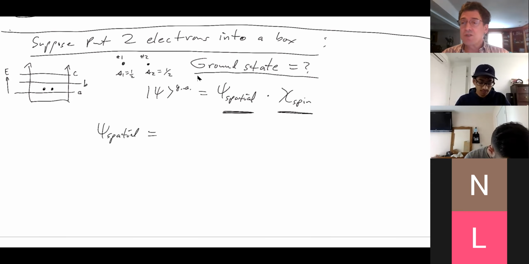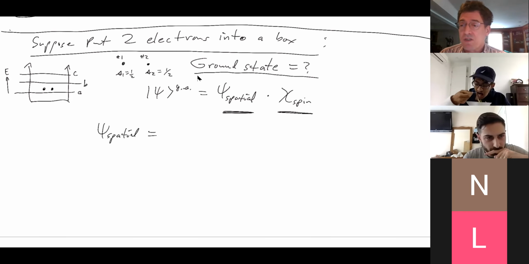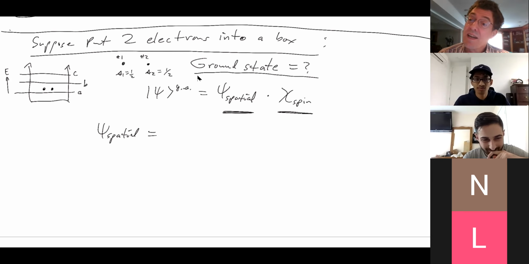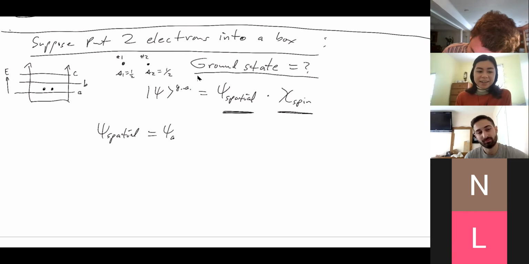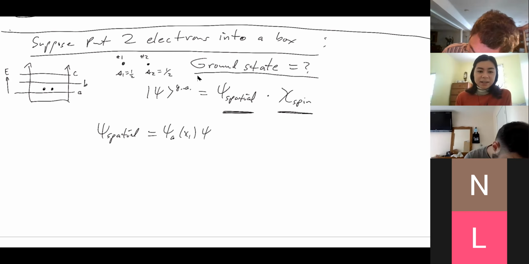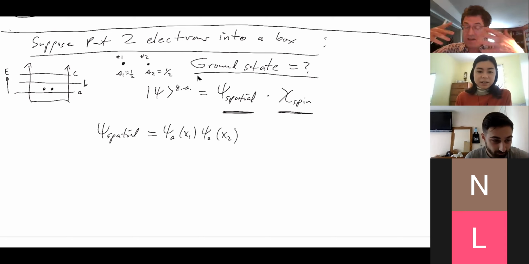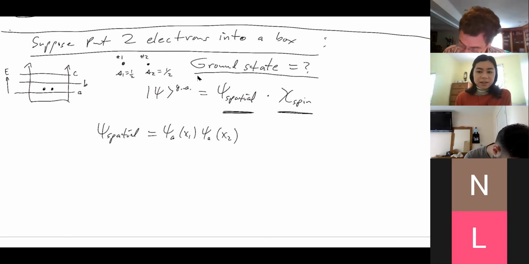Can someone tell me what the spatial part is? If both particles are in the same state, what's the spatial part of the many-body wave function? Basically, do the Slater determinant in your head and tell me the answer. Come on, can't you do a Slater determinant in your head? Is it psi A, psi A? Exactly. That's right. It's psi A of x1 for particle 1 times psi A of x2. That is the Slater determinant. If you constructed the Slater determinant and worked it all out, that's what you would get.